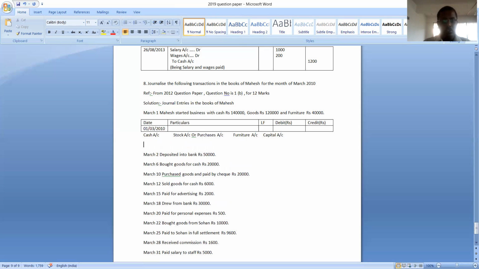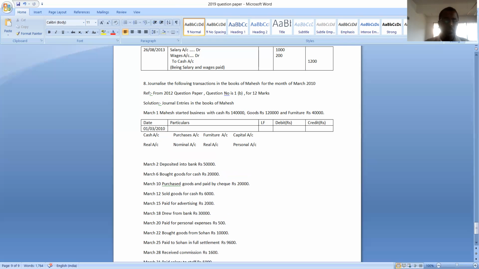Cash is which account? Cash is a real account, because it is an asset. Stock is which account? If you consider stock, then it will be a real account. If you consider purchases, then it will be a nominal account. Better we will consider purchases. So one is cash account, another one is purchases account, which is a nominal account. The third one is furniture, a real account because it is an asset. And capital is a personal account. Like this, we find totally four accounts.